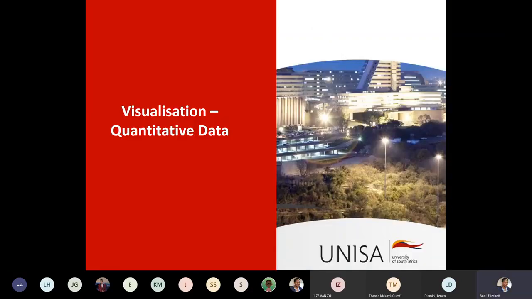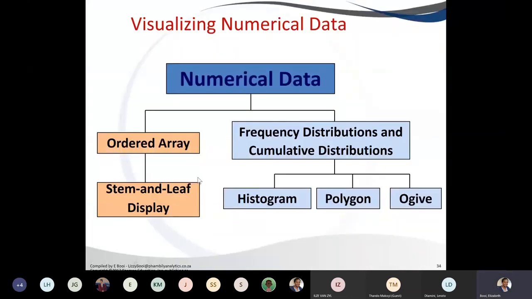Okay, so now let's look at how we visualize numerical values. Visualizing numerical values, we need to create what we call an ordered array, which means we need to sort the data from lowest value to highest value. We also can use the ordered array to create what we call a frequency distribution and a cumulative distribution table. So with an ordered array, we are able to create what we call a stem and leaf plot, which gives you the distribution of your data.